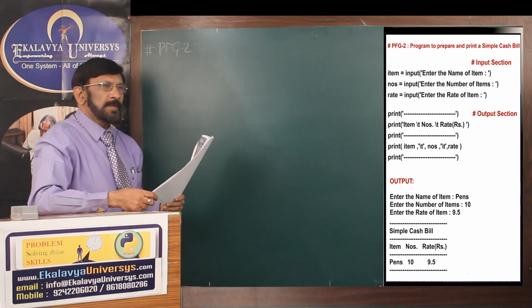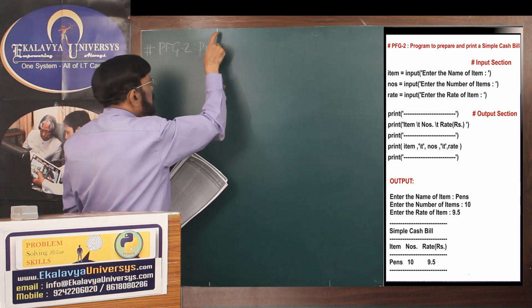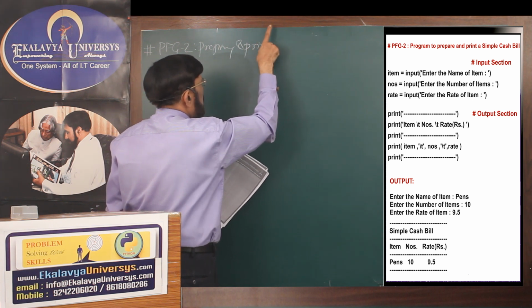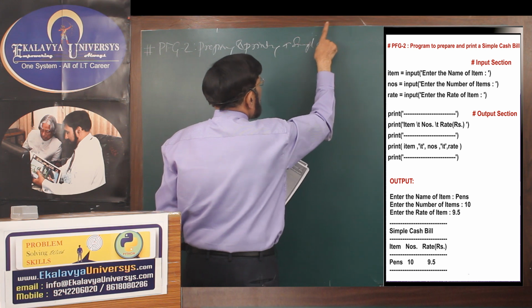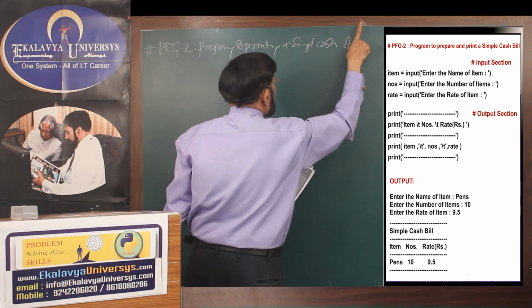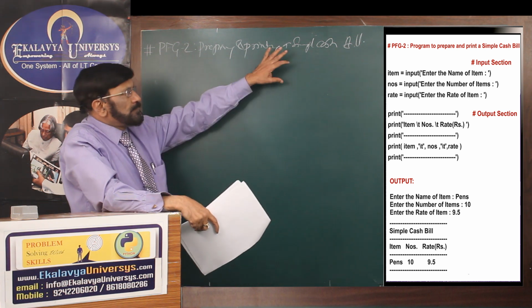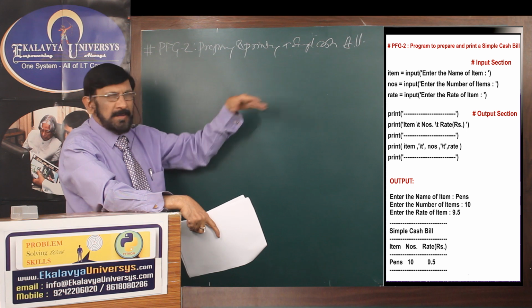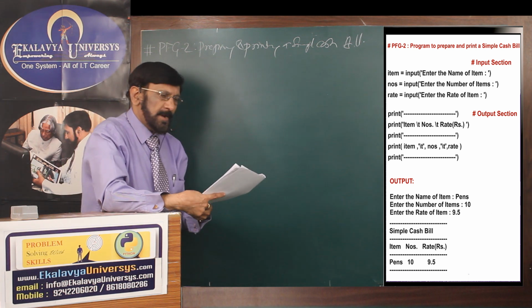What is the task of this program? That is preparing and, in a simple way I am writing, printing a simple cash bill. Like that, whatever may be the task of the program, write it in a simple, precise way. Don't bother about grammar. It is like a chapter heading. Already I told you that point, you have to understand.